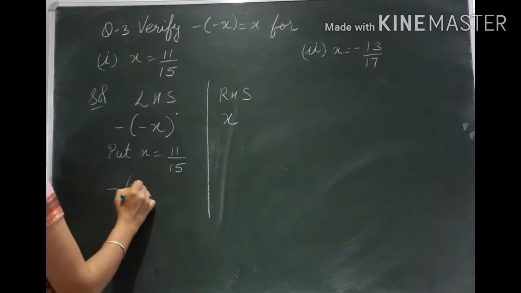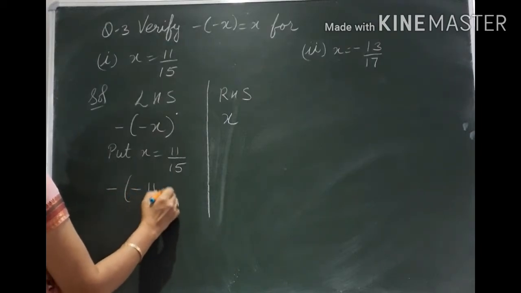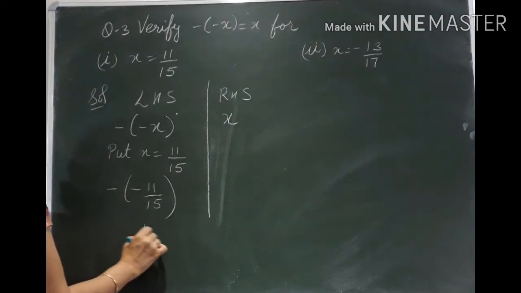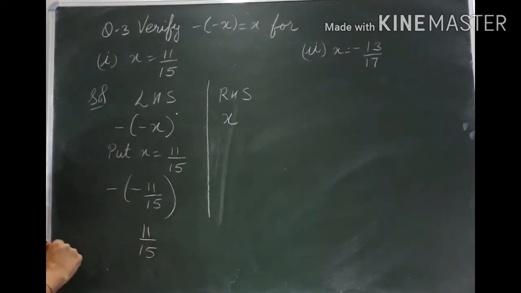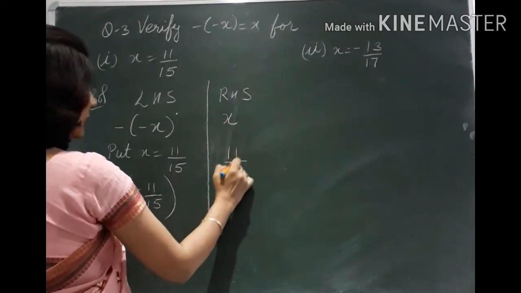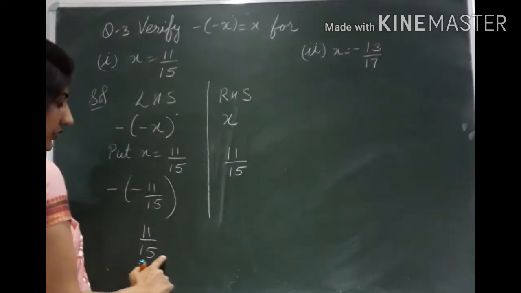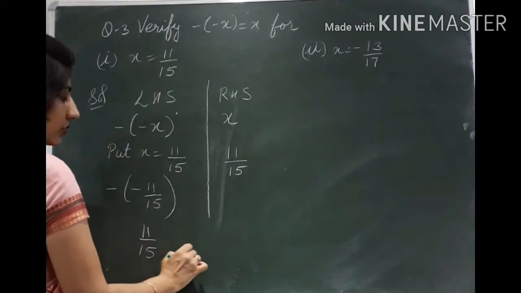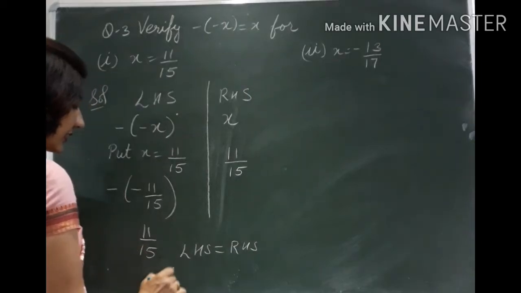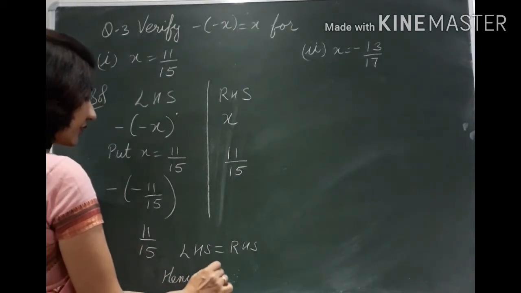So -(-11/15). Minus multiplied by minus will become plus. That is plus 11/15, or you can say 11/15. On the right hand side we have to put the value of x, which is 11/15. It is given in the question. Now see, LHS has come equal to RHS. So you will write LHS equals RHS. Hence verified.